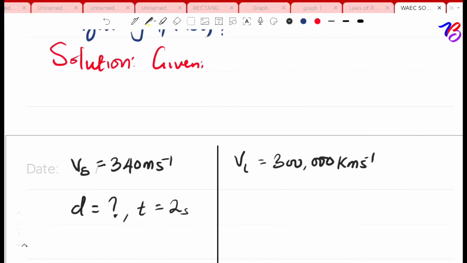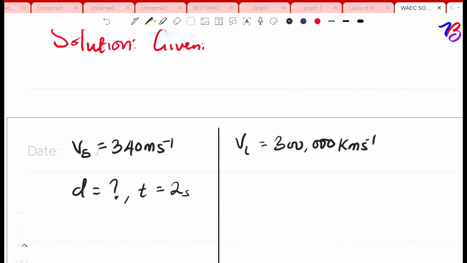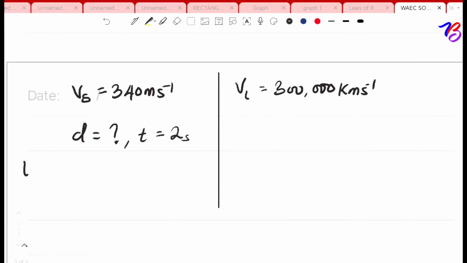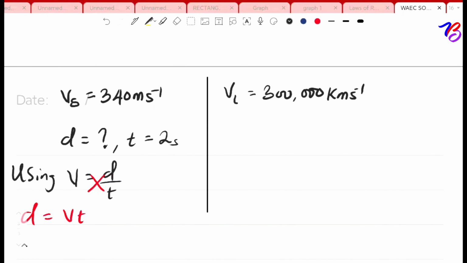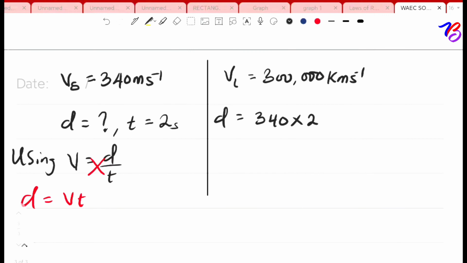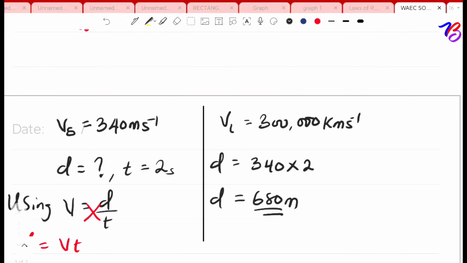Solving this using the very known formula that says V is equal to distance over time, let's make distance the subject of the formula. By cross multiplying, you have D is equal to VT. We can now substitute: D is equal to 340 multiplied by 2 seconds, so that our D is equal to 680 meters.